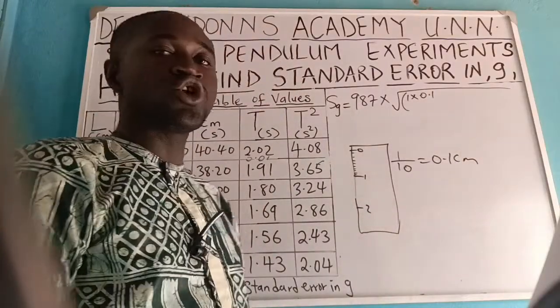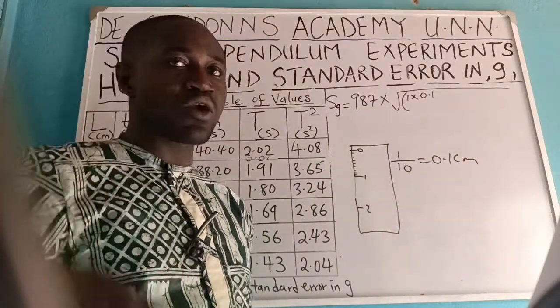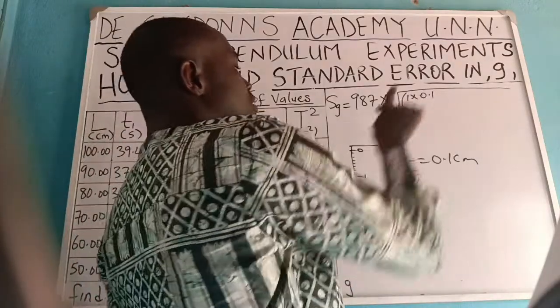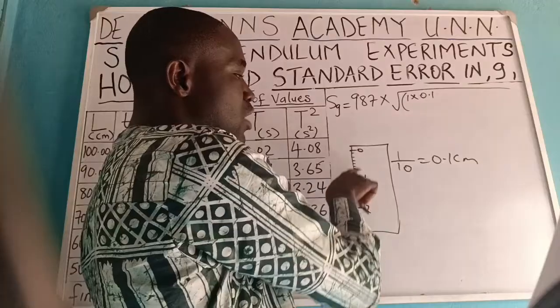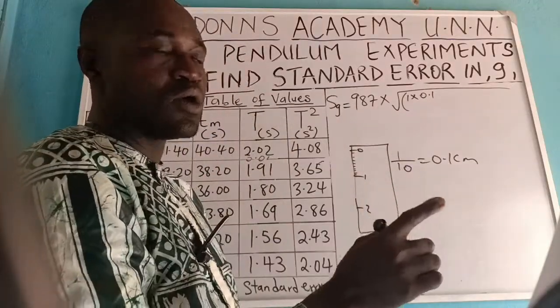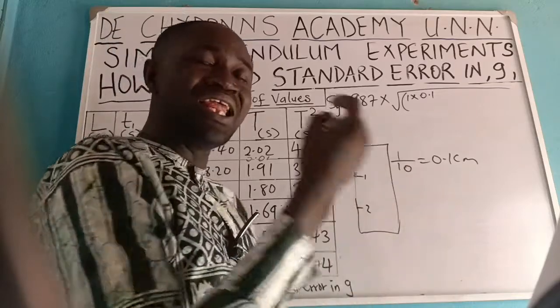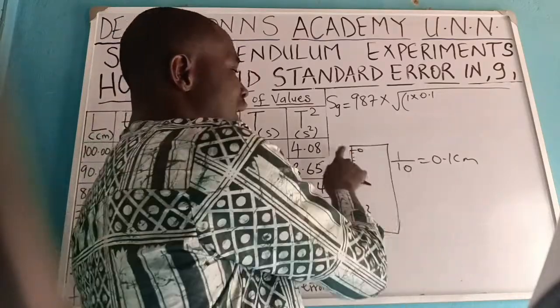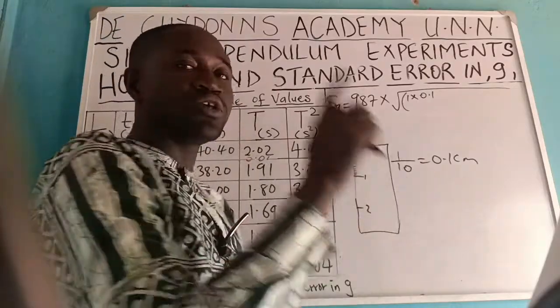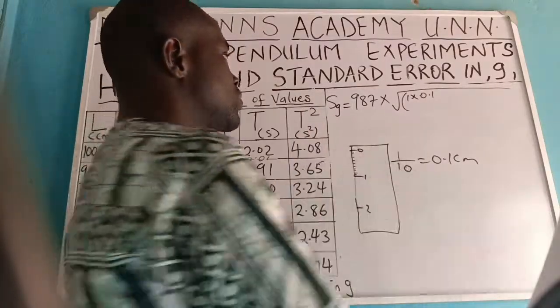So we used a 100 cm meter rule in that experiment. And that is why we are saying the reading accuracy of it is 0.1, which is equivalent to the maximum error, which is equivalent to the least distance we can get here, which is equivalent to the standard error, so to speak.